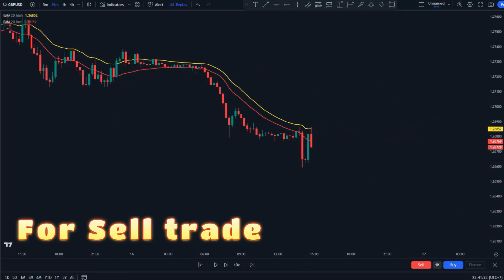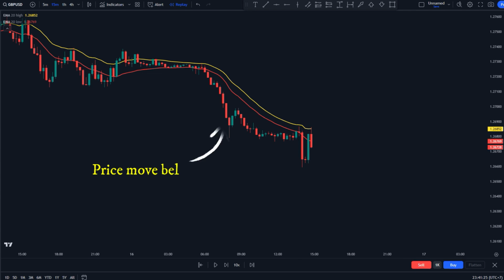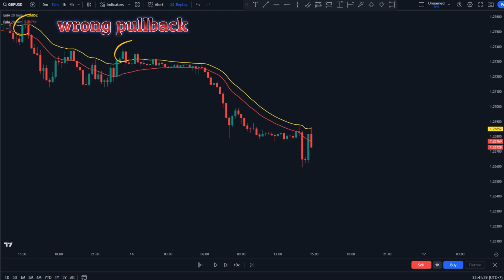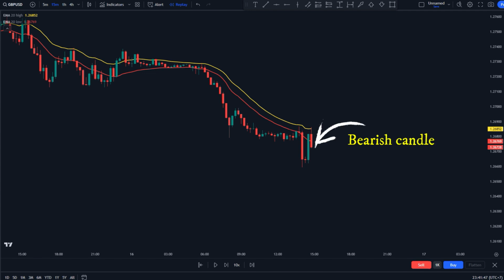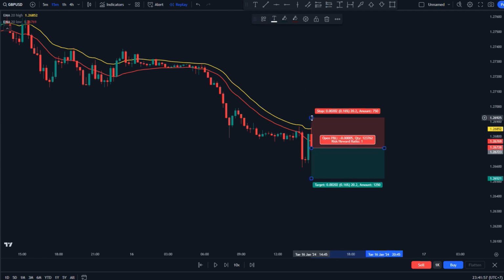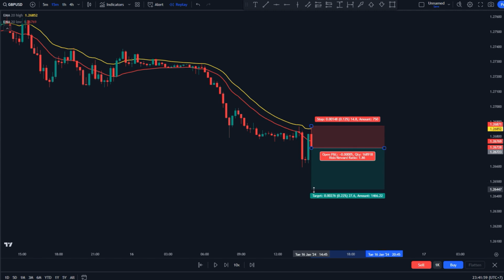For a short trade, the rules are exactly opposite. First, the price must be moving below the moving averages. Second, the market must pull back into the upper EMA. During a pullback, the candlestick is touching, yet not crossing and closing above the EMA. So a pullback like this wouldn't be valid. Third condition, the moving averages must be pointing downwards. And when the market forms a bearish candlestick that crosses and closes below the lower EMA, this is a signal for you to take a short position. The stop loss is going to be set above the upper EMA. The take profit target will stay the same.